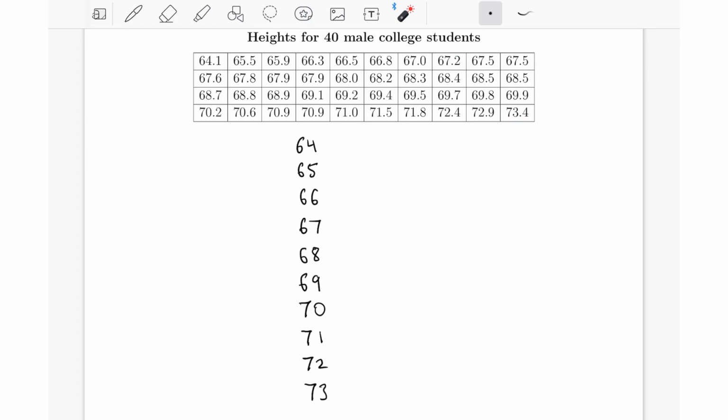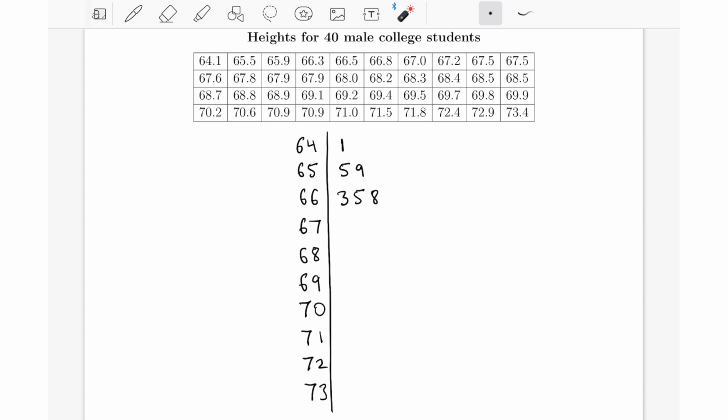Now what we do is we draw a vertical line to the right of all these stems, and then we start listing out the leaves for each stem. So our stem of 64 has one leaf, and that is 1. So let's list that to the right of 64. Our stem of 65 has 2 leaves, 5 and 9. So let's list both of those out right here. Our stem of 66 has 3, 5, and 8. So let's list those out here.